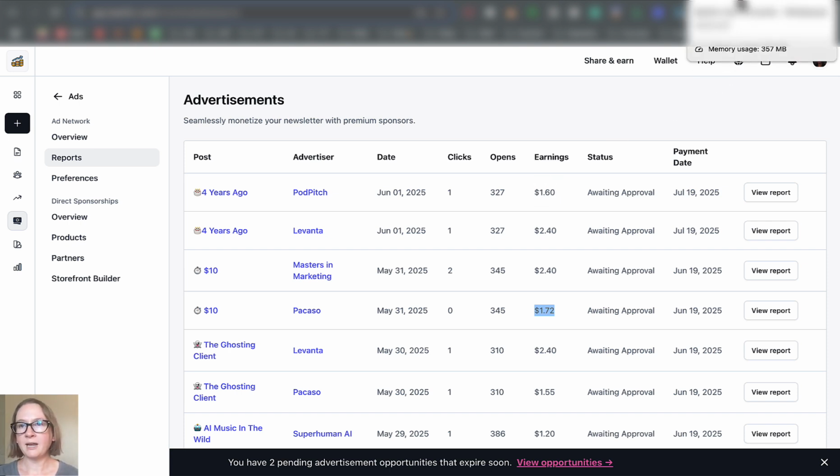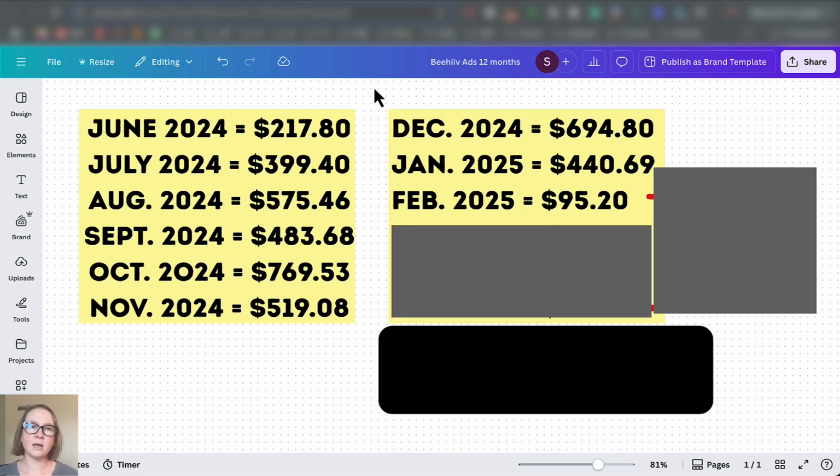Now let me pop over to Canva here where I have written out how much has been made each month. June last year was my first month where I made just over $200, and you can see that things were kind of escalating pretty well. $769 here in October is how much this newsletter made. Then in December, again, close to $700. I remember thinking in December that if things continued the way they were going, this particular newsletter was on track for $1,000. But then you'll see things dropped in January, right?